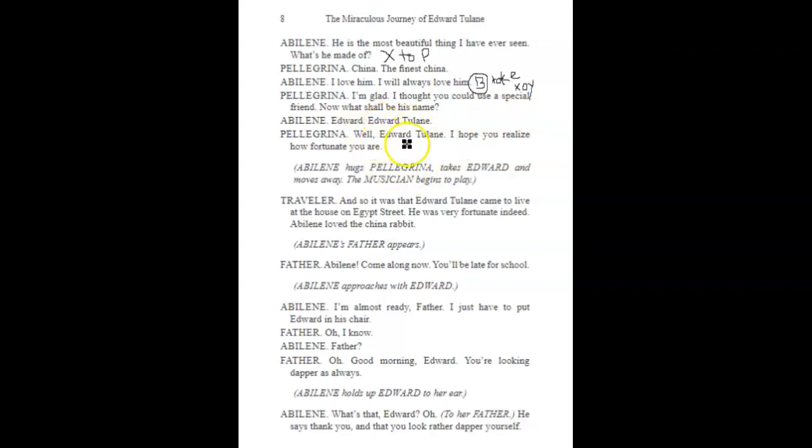Edward Tulane, well, Edward Tulane, I hope you realize how fortunate you are. So here, Abilene hugs Pellegrina, takes Edward, and moves away. Now, this is stage direction. It's written by the playwright, and here it says that Abilene hugs Pellegrina and takes Edward. Now, the director can choose to keep that, in which case we wouldn't do anything other than underline it. So Abilene hugs Pellegrina. We would underline that because we're keeping it. Takes Edward and moves away.